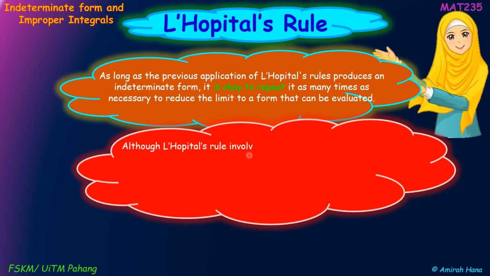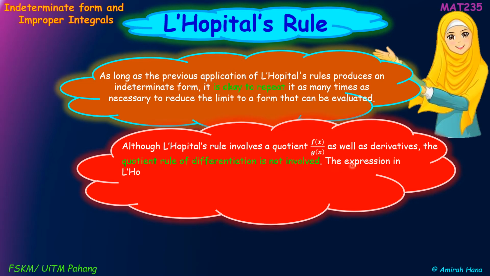Although L'Hopital's rule involves a quotient f(x) over g(x) as well as derivatives, the quotient rule of differentiation is not involved. The expression in L'Hopital's rule is limit x to a, f(x) over g(x) equals limit x to a, f prime(x) over g prime(x). It means that we differentiate the numerator and we differentiate the denominator, not limit x to a of (f(x) over g(x)) prime. That would mean we differentiate using the quotient rule.